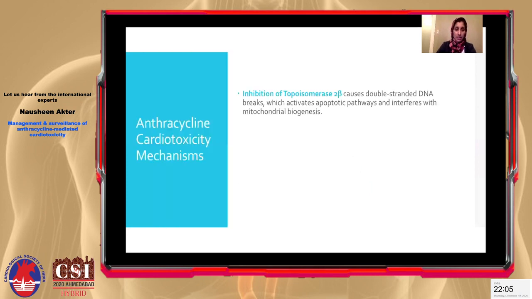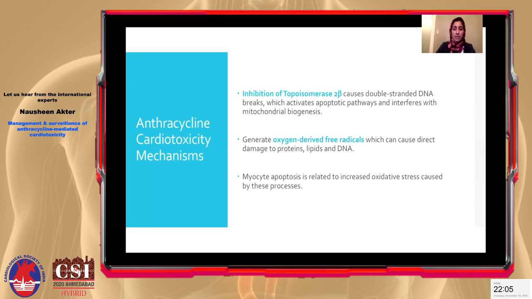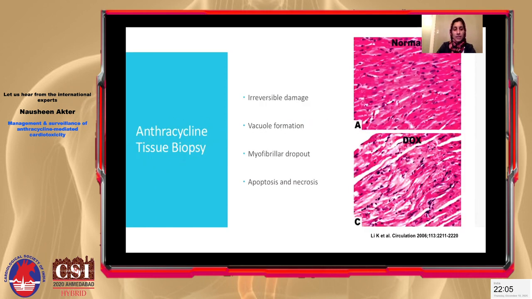The mechanism of cardiotoxicity from anthracycline is thought to be due to inhibition of topoisomerase 2 beta, which causes double-stranded DNA breaks, which activates an apoptotic pathway that interferes with mitochondrial biogenesis, generating oxygen-free radicals, which can cause direct damage to proteins, lipids, and DNA. The myocyte apoptosis is related to increased oxidative stress, which is caused by these processes. You can see here in this doxorubicin-treated mouse that there's vacuole formation, myofibril dropout, and apoptosis and necrosis.